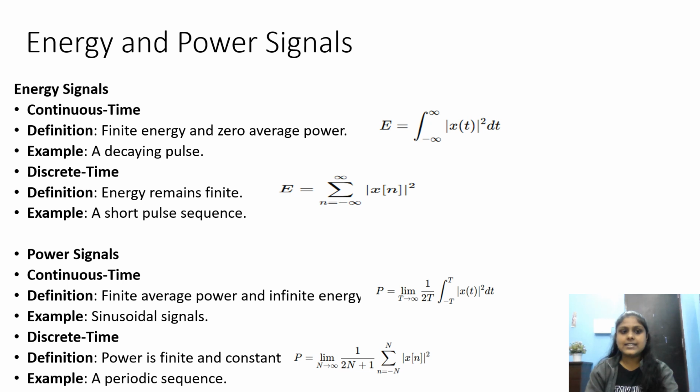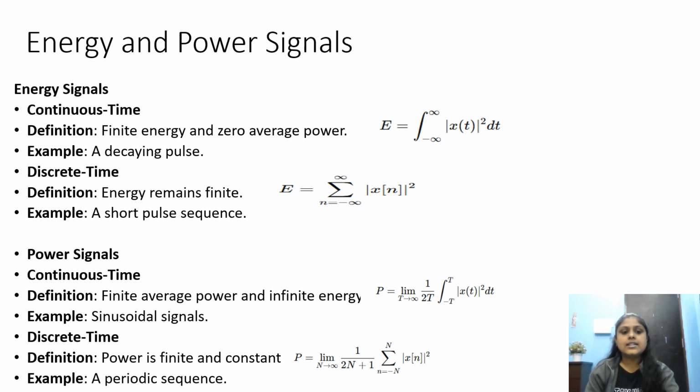Energy and power signals. Energy signals in continuous time have finite energy and zero average power. The mathematical representation is E is equal to the integration from minus infinity to infinity of mod of x of t squared dt. For example, a decaying pulse. In discrete time, energy remains finite. The mathematical representation is E is equal to the summation from minus infinity to infinity of mod of x of n squared. For example, a short pulse sequence.